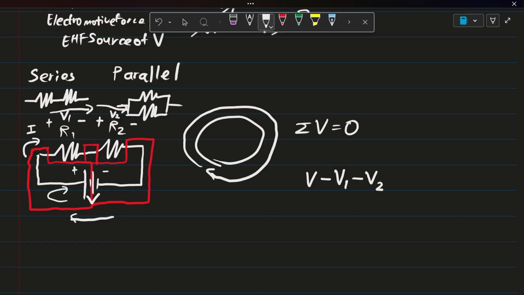But remember, this is all just notation. You could write the notation to be something else, for example negative V plus V1 plus V2. But here, I will describe it by the increase or decrease in the potential difference. So this should be 0.